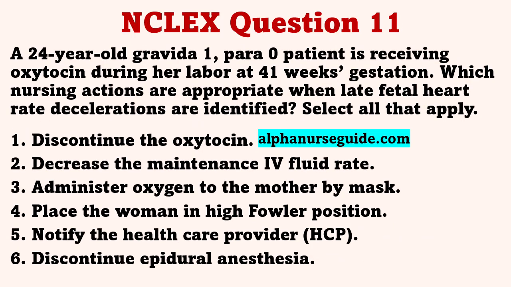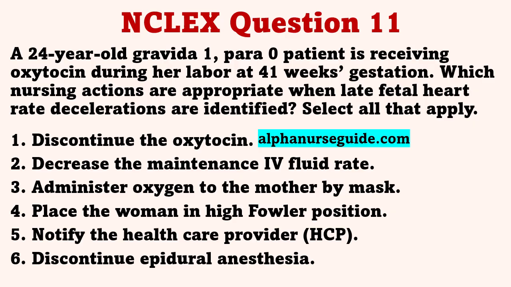A 24-year-old Gravida 1 para-0 patient is receiving oxytocin during her labor at 41 weeks gestation. Which nursing actions are appropriate when late fetal heart rate decelerations are identified? Select all that apply. 1. Discontinue the oxytocin. 2. Decrease the maintenance IV fluid rate. 3. Administer oxygen to the mother by mask. 4. Place the woman in high Fowler position. 5. Notify the healthcare provider. 6. Discontinue epidural anesthesia.